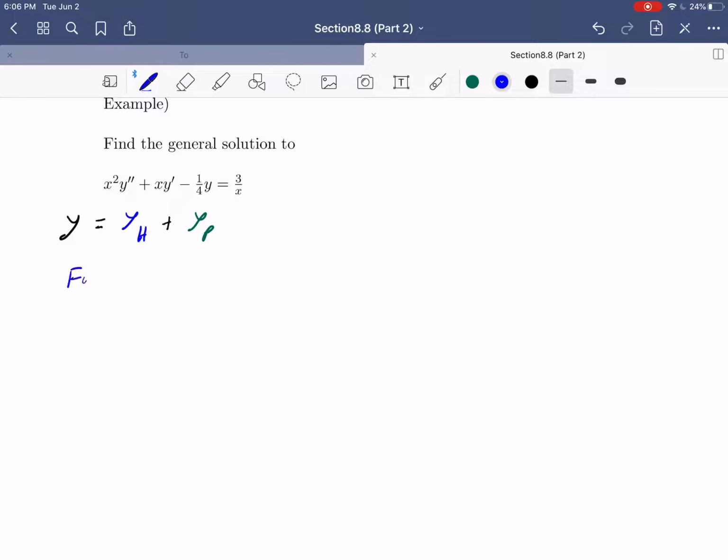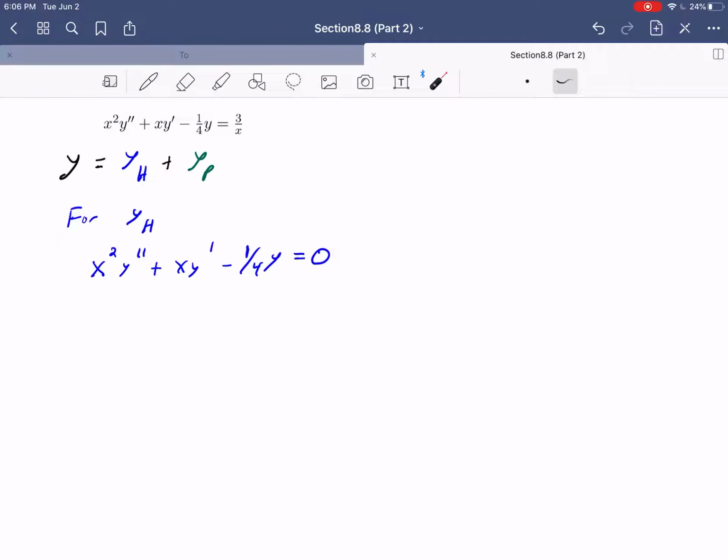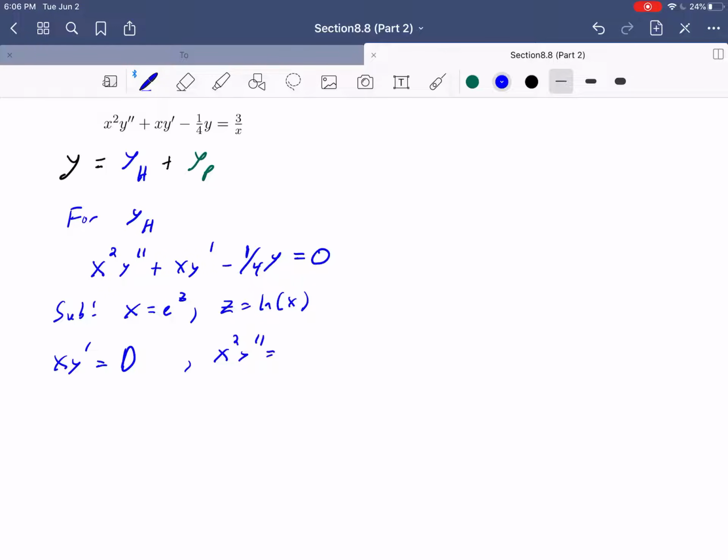So for y sub h, we're going to consider x squared y double prime plus xy prime minus 1/4 y equals 0. Now this is our standard Cauchy-Euler here, so we'll do our substitution. Say x equals e to the z, aka z equals ln x, which means xy prime is our derivative of y with respect to z, and x squared y double prime is D minus 1.